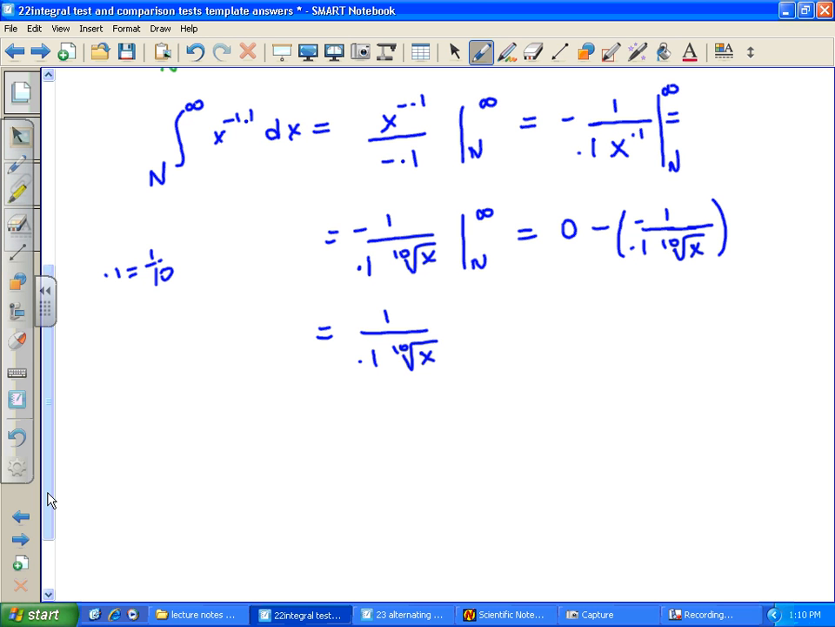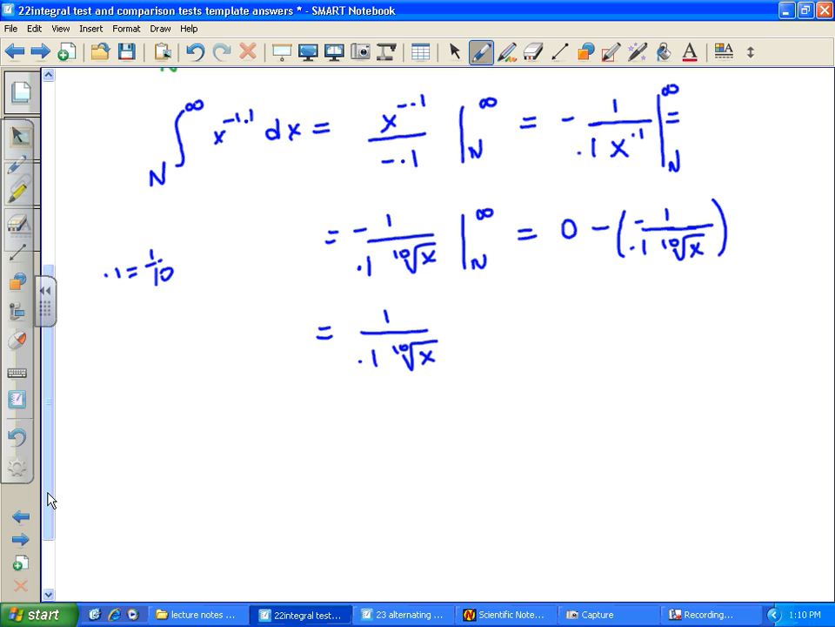All right, x to the 0.1. 0.1 was the same as 1 over 10. X to the power of 1 over 10, that represents the 10th root of x. Any other questions about what we have so far? So this is the error estimate if you were to add n terms. And we're going to set it less than what?